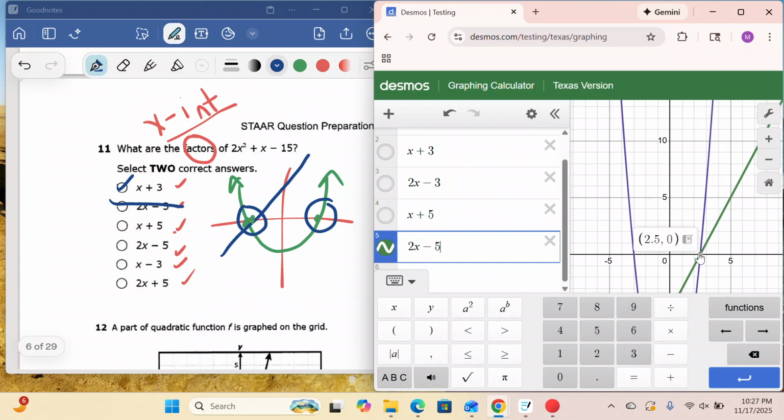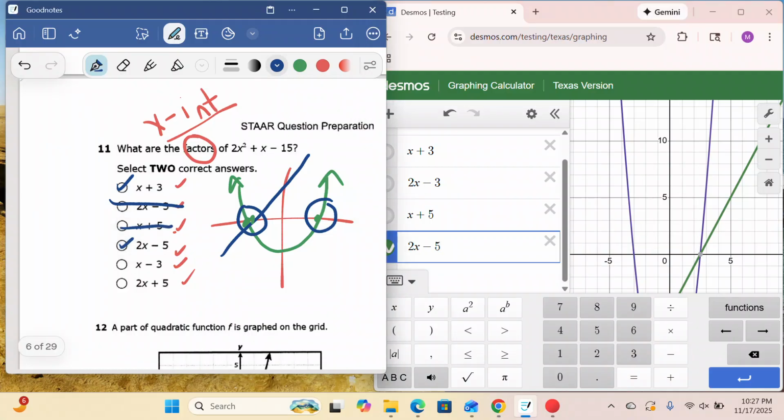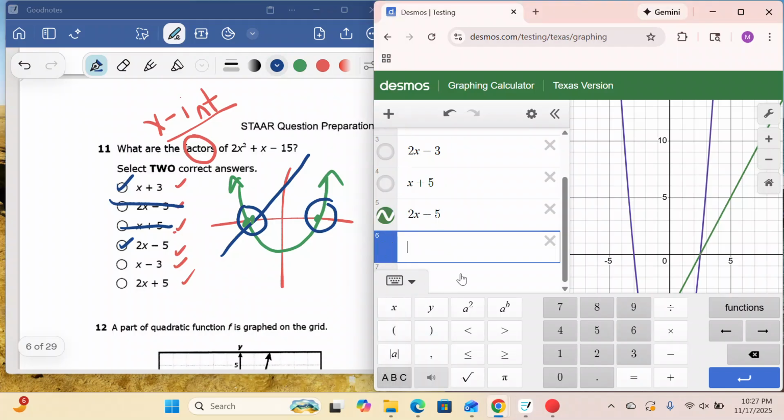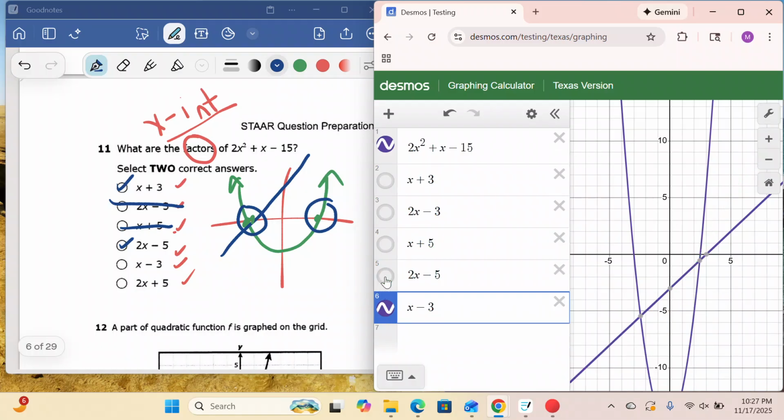And there's another one. That one passes straight through the x-intercept. Most likely that is our second answer. This one was wrong. So let's test the other ones because again we want to get 100% on this easy problem. X minus 3. I just go put x minus 3. I take out this one because I don't want to get confused. The green one. And I go x minus 3.